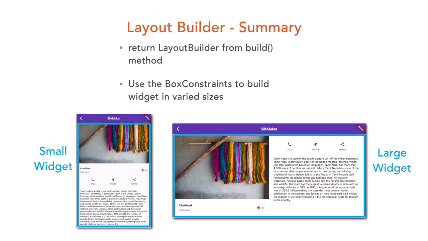So now you know how to use the layout builder. To quickly recap, simply use the layout builder, return the layout builder from the build method of the widget which you are building. Use the box constraints coming in the builder method and decide what should be your widget size.